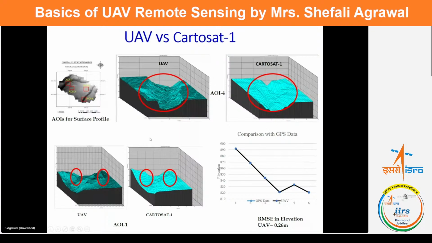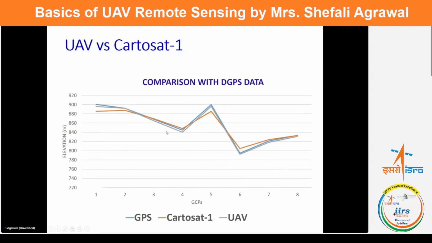When we compared the height estimated using the drone with the ground-based height determined from the GPS data sets, they were comparable. They were quite close to each other. The overall RMSE, or the difference between the elevation estimated using the drone and the GPS, is around 26 centimeters. This is another comparison with Cartosat. You see large variation with the Cartosat data sets between the heights, whereas the GPS data and the drone data sets are comparable to each other.